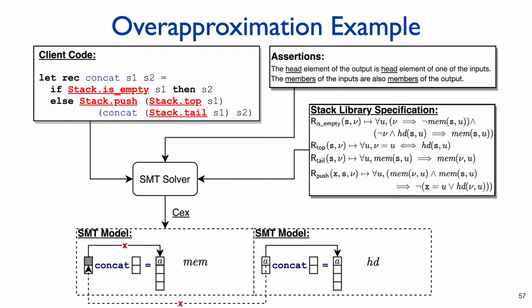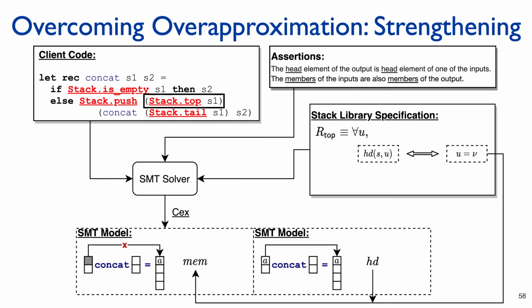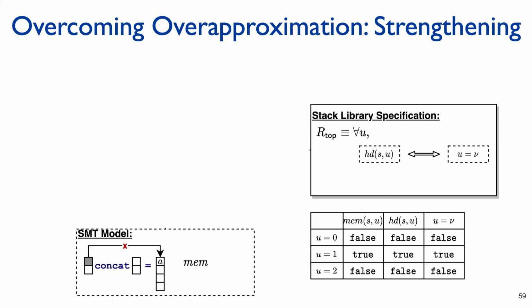But the SMT solver does not understand the inductive structure, and it cannot understand the relation between member and head. Because member and head are uninterpreted functions, the SMT solver returns this kind of counterexample. We have to strengthen the specification somehow to rule out this counterexample. For example, we can strengthen the specification of top. Let's recover the feature vectors of top.